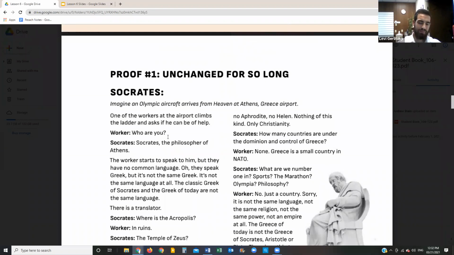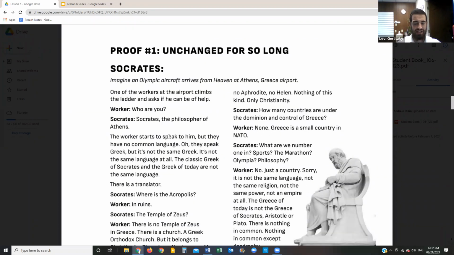It's a longer piece, but I'll just say it outside, so it doesn't take that long. And this is another way of explaining this proof of unchanged tradition in Judaism proves to us about the idea of oral tradition.